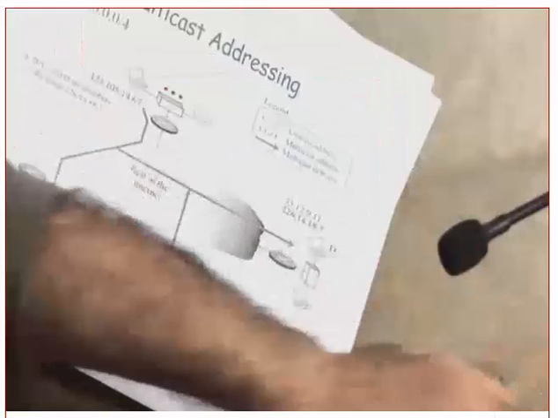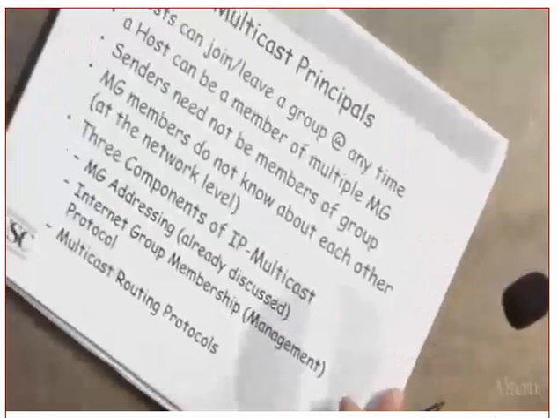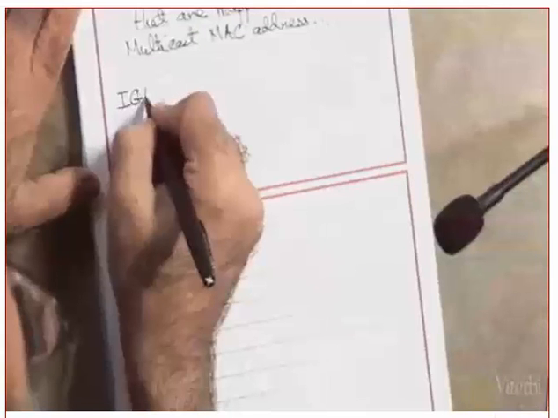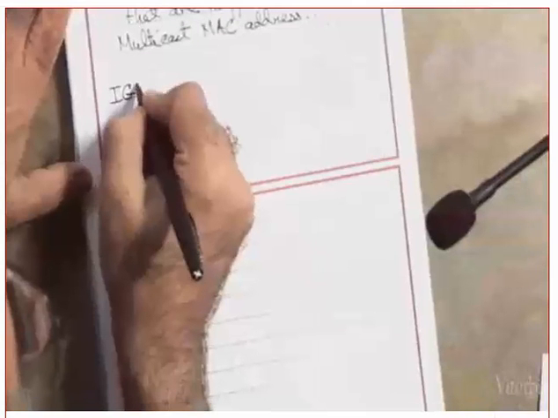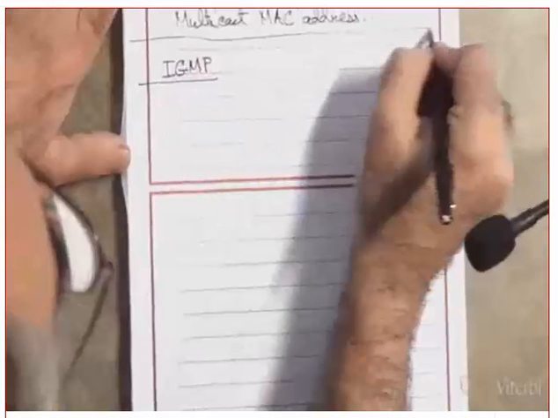This is from upstream, coming from upstream. All of them, including the router, implement what? Internet Group Management Protocol. And what was the purpose of this protocol? The purpose of this protocol is to figure out whether there is any interest in joining a certain multicast group.